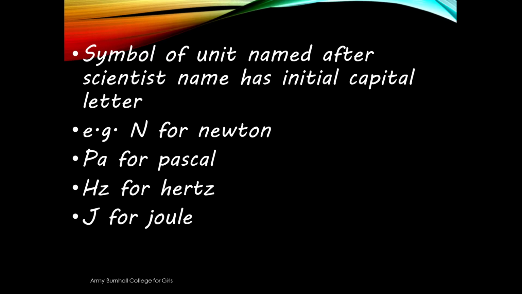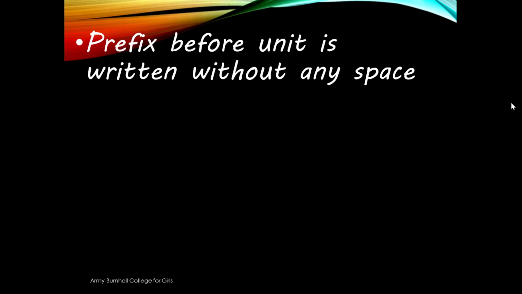Symbol of a unit named after a scientist has an initial capital letter. For example, N for newton, Pa for pascal, Hz for hertz, and capital J for joule. So the full name begins with a small letter, but the symbol is written with a capital letter.